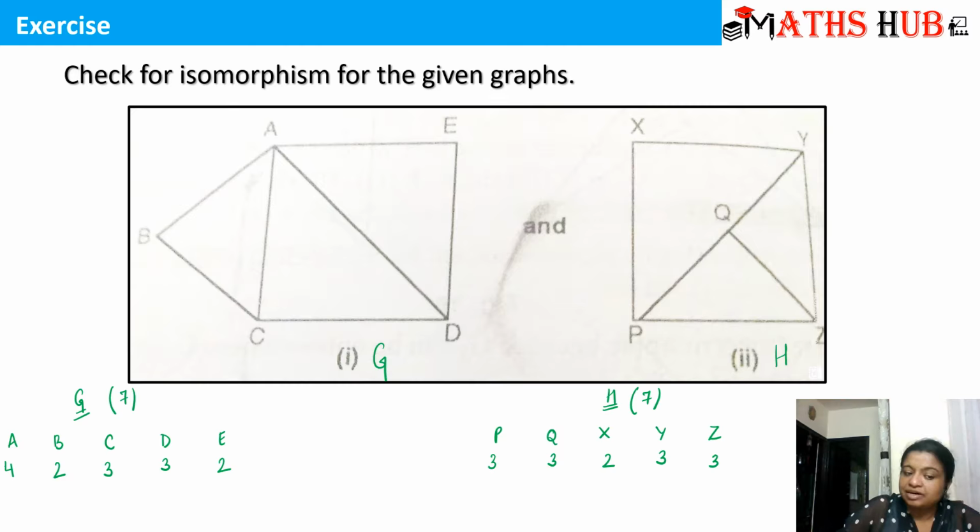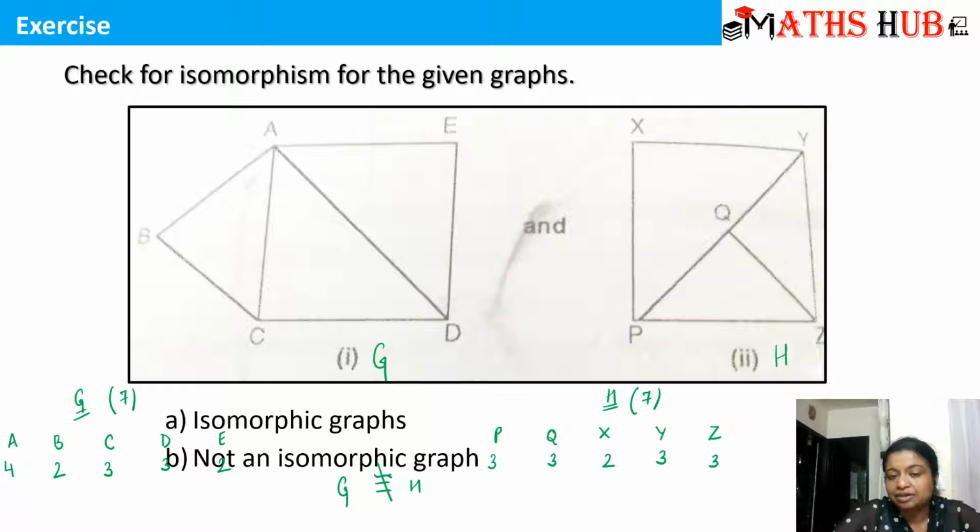Since the degrees of the vertices are different, we cannot define a mapping F from G to H such that G is isomorphic to H. This is not isomorphic to H, right? So the answer to this problem is that it is not an isomorphic graph. And what is the reason behind it? The reason is that G and H do not have the same degrees of vertices, right?